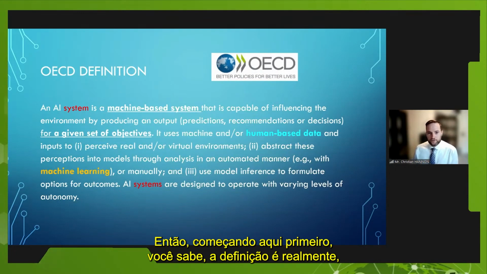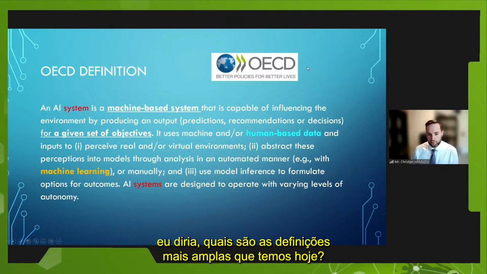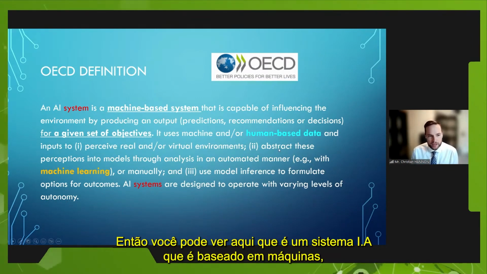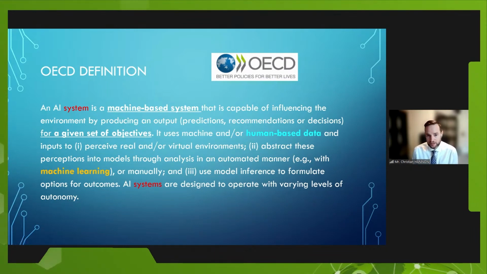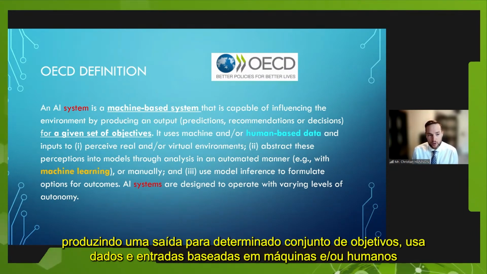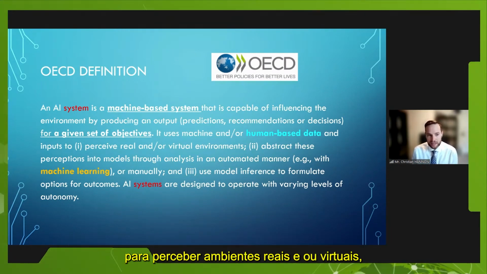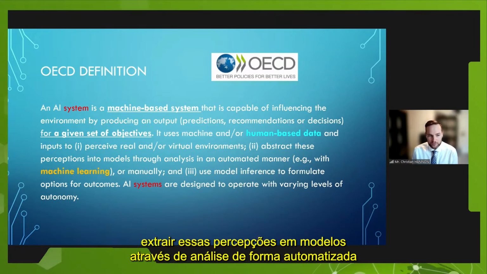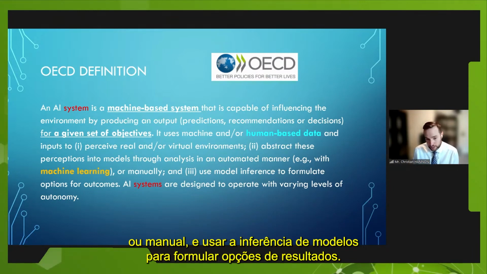So starting out here first, the OECD definition is really, I would argue, one of the broader definitions that we have today. So you can see here, it's an AI system which is machine-based, capable of influencing the environment by producing an output for a given set of objectives. It uses machine and/or human-based data and inputs to perceive real and/or virtual environments, extract these perceptions into models through analysis in an automated manner or manually, and use model inference to formulate options for outcomes.